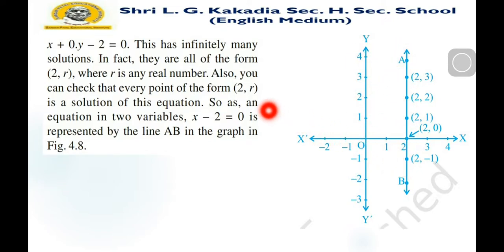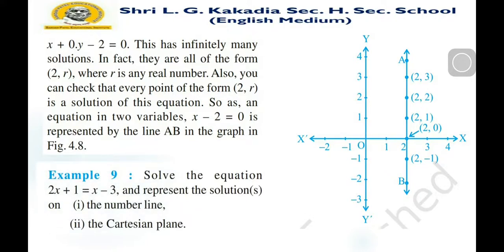This means pairs of the type (2, r), for any value of r. An equation of this type is known as a line parallel to the y axis. Now let us solve some examples as given here.